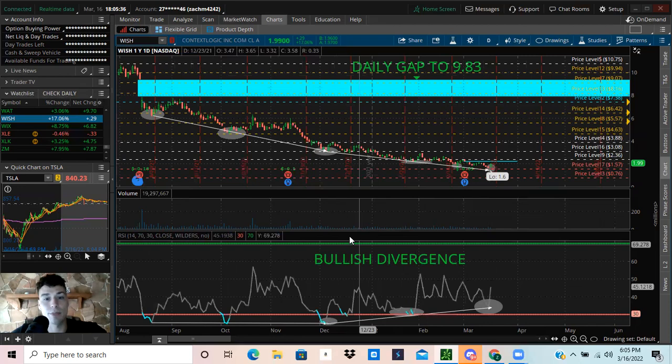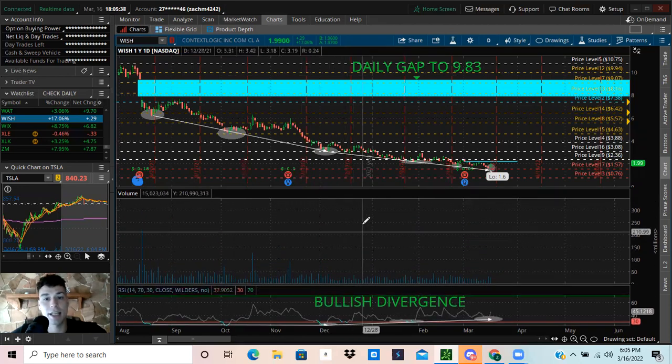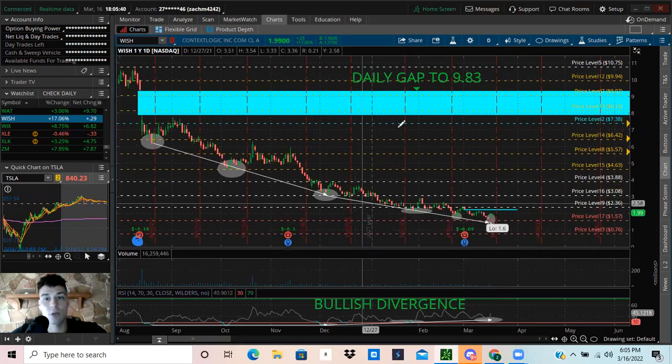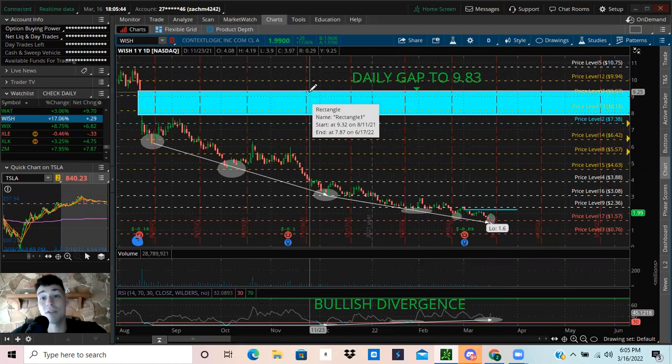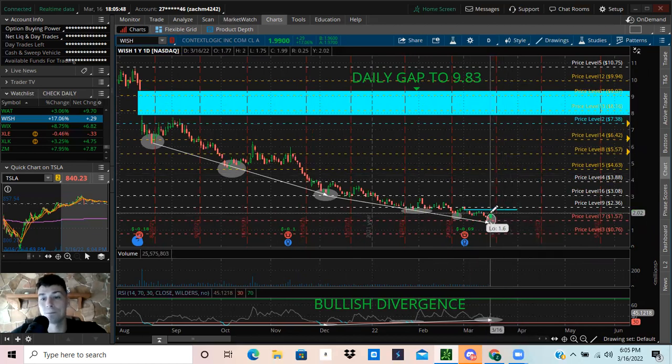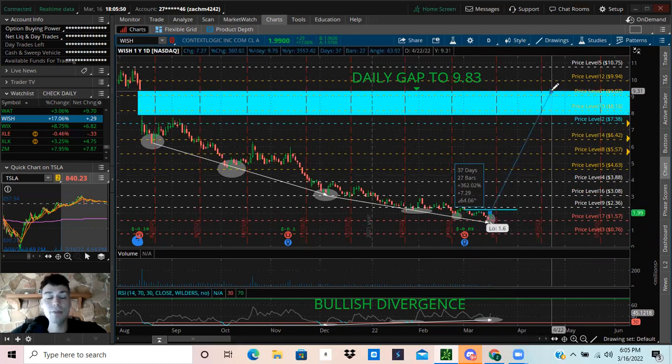Now, if you're wondering what this box is up here, that is what's known as a daily gap. As you can see, I have it written up here, daily gap to 9.83. So that means we have a gap up to fill to $9.83. Daily gaps tend to fill about 90 to 95% of the time historically in the stock market. It's not so much a matter of if, it's just a matter of when. When will these gaps fill?